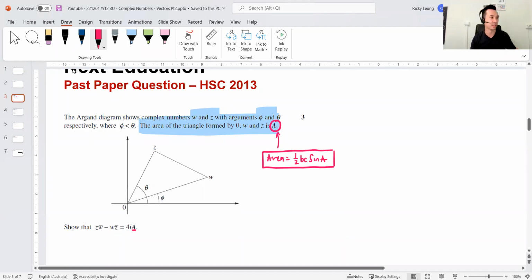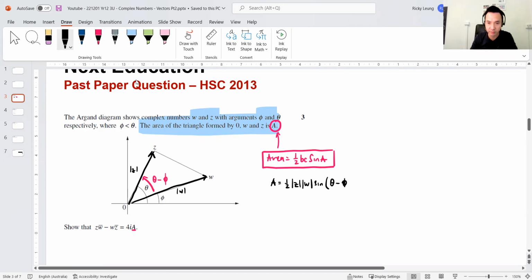So in this question here, what do we have? In terms of sides, that one there is definitely the modulus. We're doing 4-unit complex numbers, so that's a modulus as well. And that's the angle in between. No, that's not the angle. That's a big angle. So the angle in between here, the angle that I want is big minus small, so theta minus phi. Using this formula, the area A equals a half BC, so the two sides there, modulus Z, modulus W, and then sine of theta minus phi.